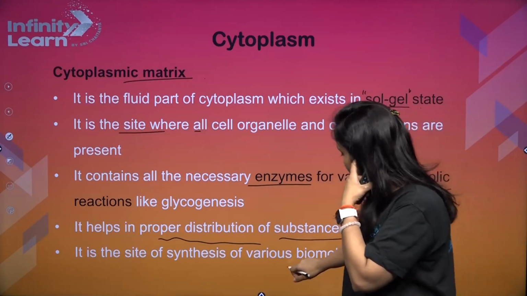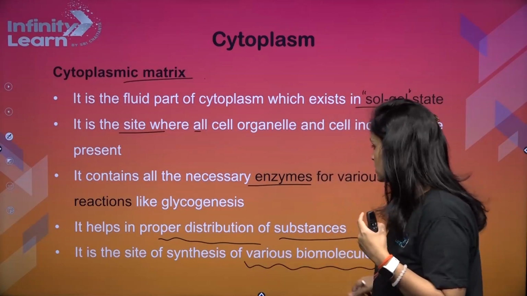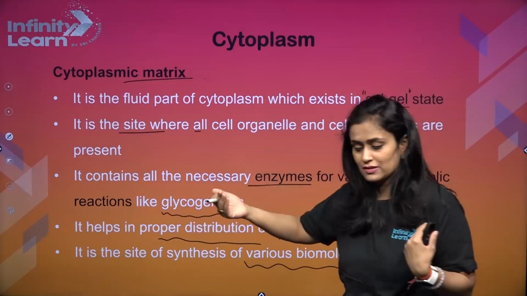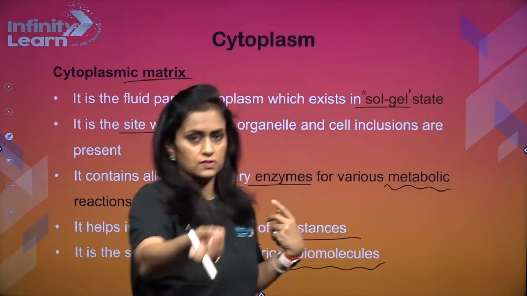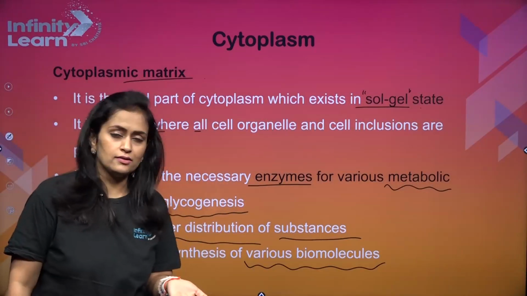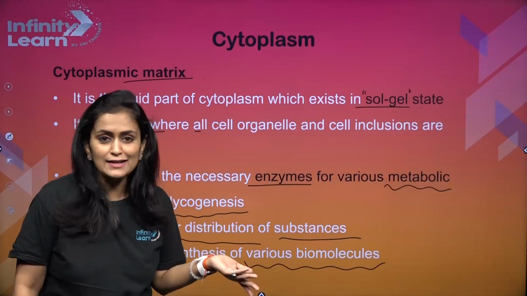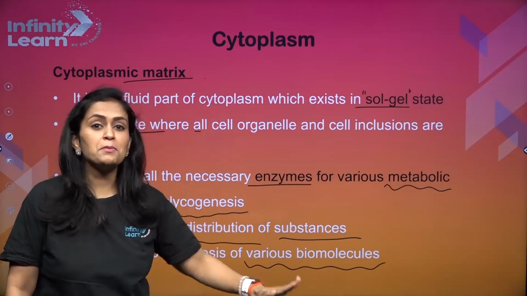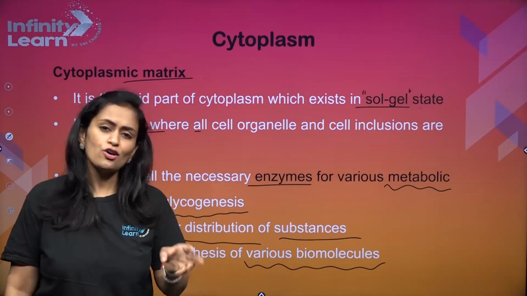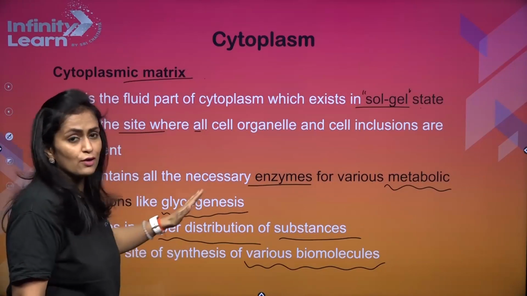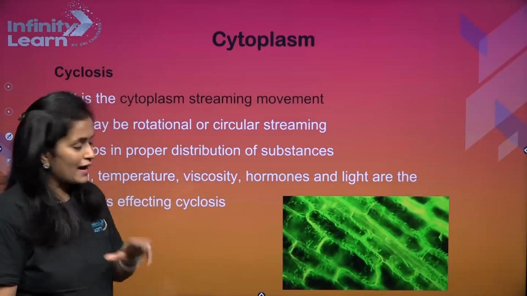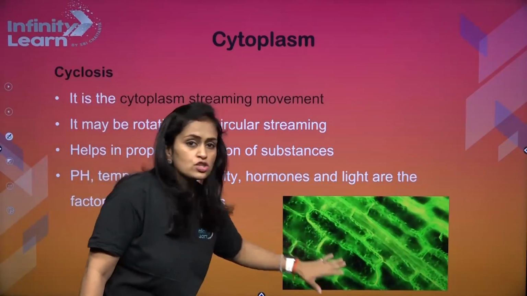So it is a site of synthesis of various biomolecules, like in case of gluconeogenesis, glycogenesis. Gluconeogenesis is the process of producing glucose, whereas glycolysis is breakdown of glucose. So if required, some cells can produce glucose too, and if required, the glucose can be broken down. Catabolism, anabolism, both are happening over there. So all sorts of reactions will require certain kinds of enzymes, and all those enzymes are present in the cytoplasmic matrix.